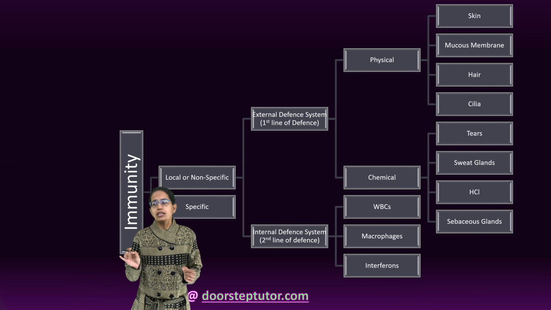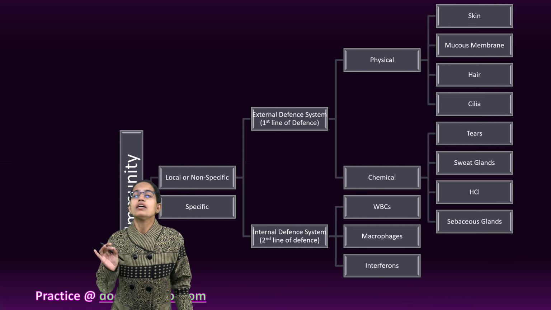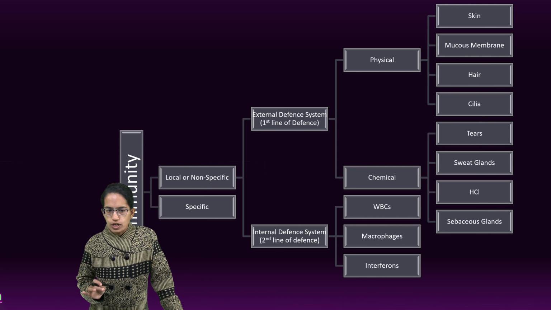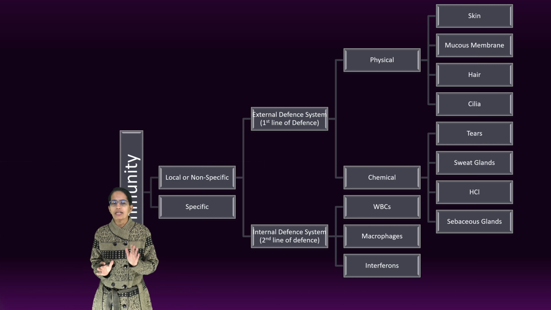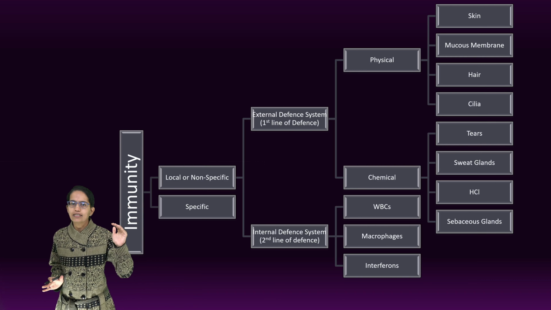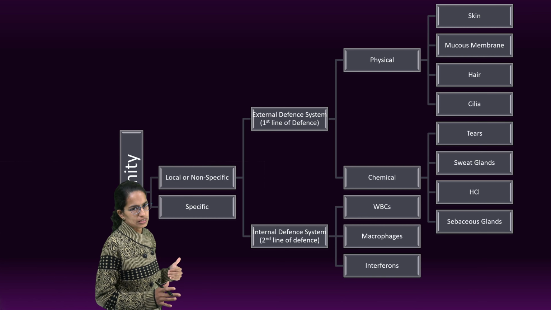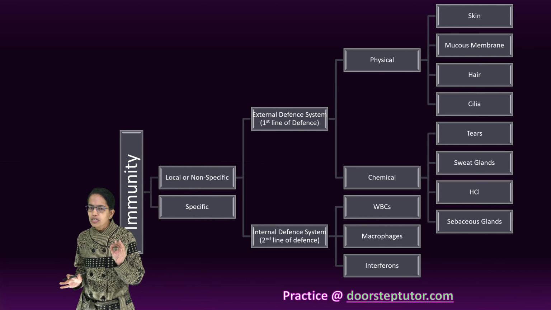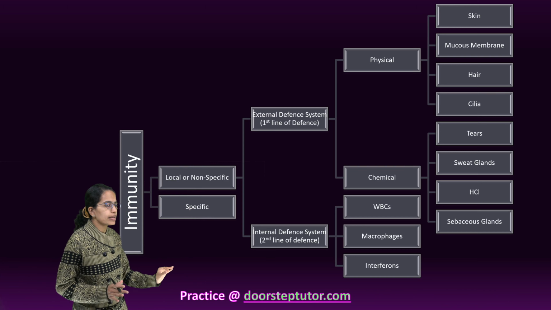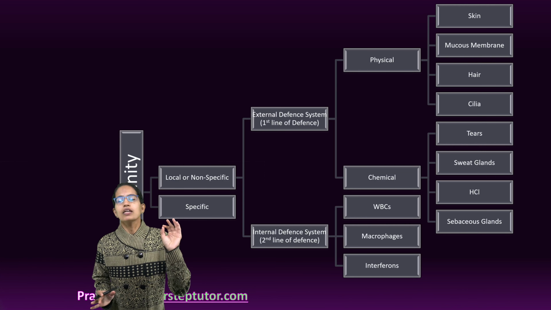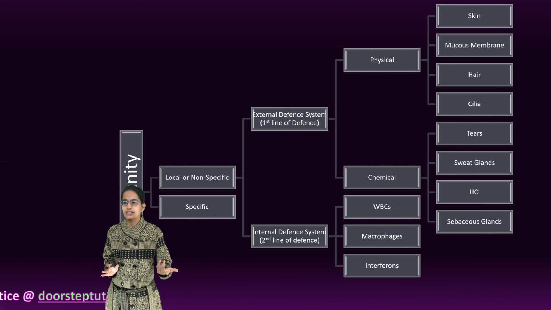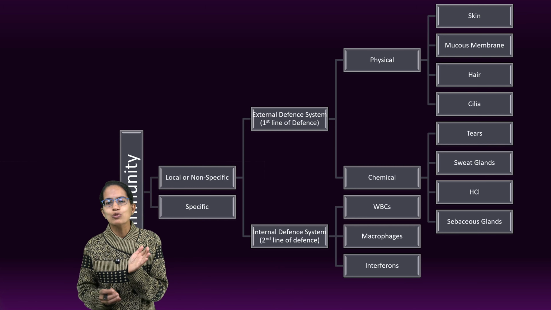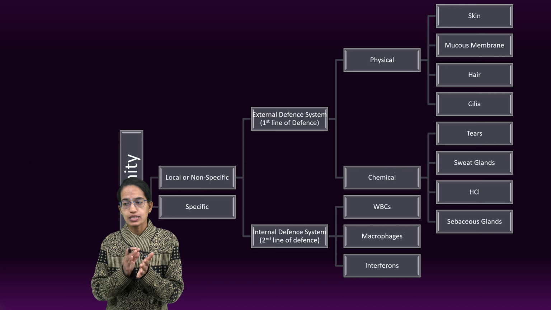To begin with, the non-specific immunity. The non-specific immunity is also called the local immunity. This immunity could be classified as the external defense system and the internal defense system. Any external defense system is called the first line of defense. Extremely important, a very important question: what is the second line of defense? The internal defense system. The internal defense system includes WBC, macrophages, interferons.